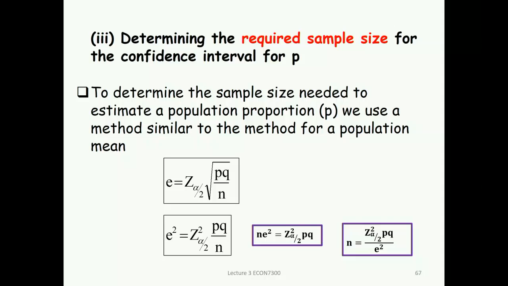Now the question, where do we get this P and Q? How do we get this P and Q? I want to know my sample size, but we don't know P and Q because P and Q is unknown. The population proportion, I don't know.